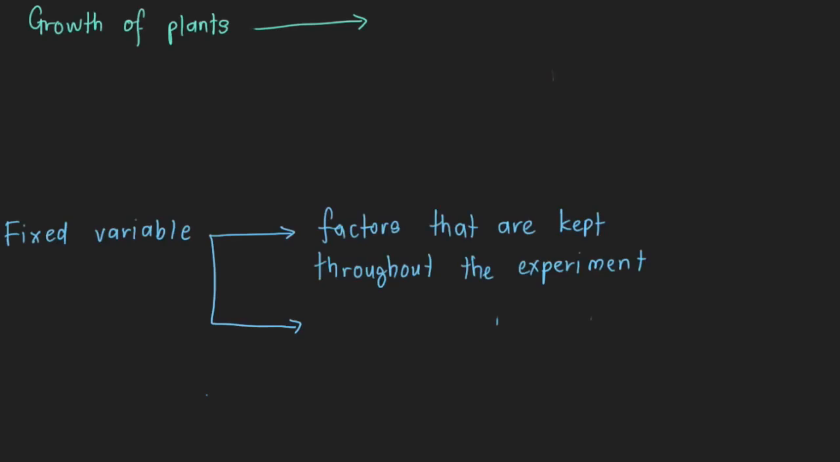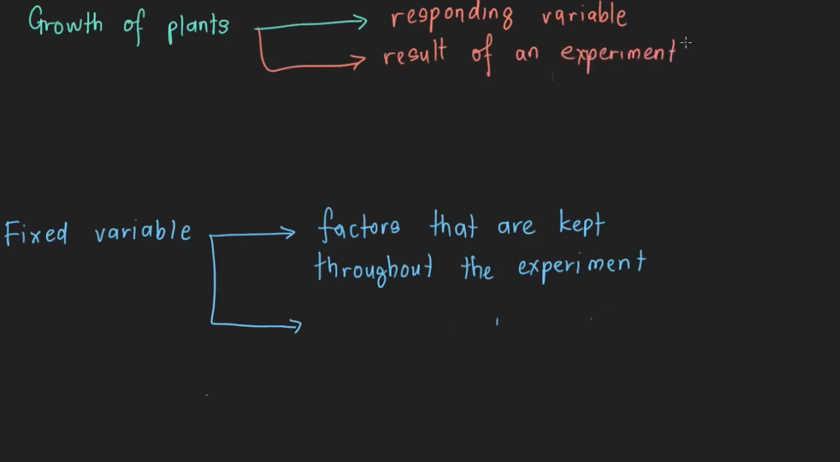Now, we then look at this variable over here, the growth of plants. Now, the growth of plants is considered a responding variable. Now, it is something that you have no control over. It is the result of an experiment. And it is something that you have not decided. So the growth of plants is a responding variable.